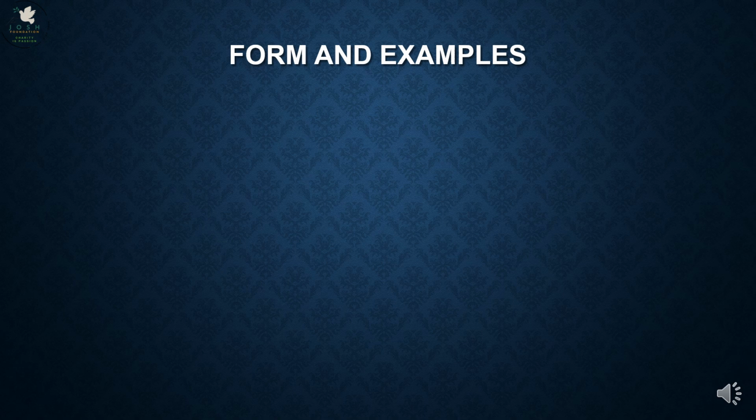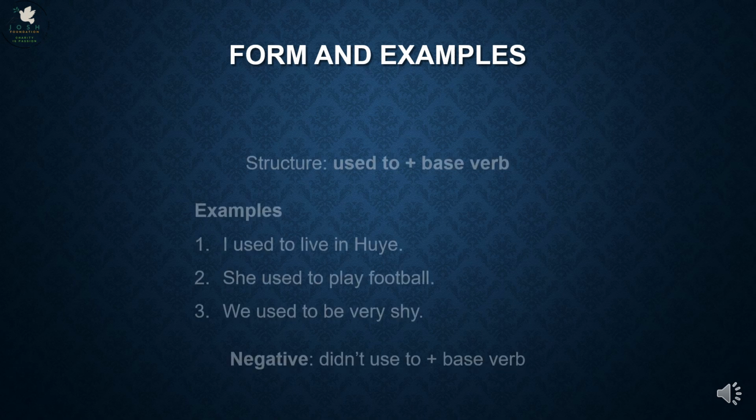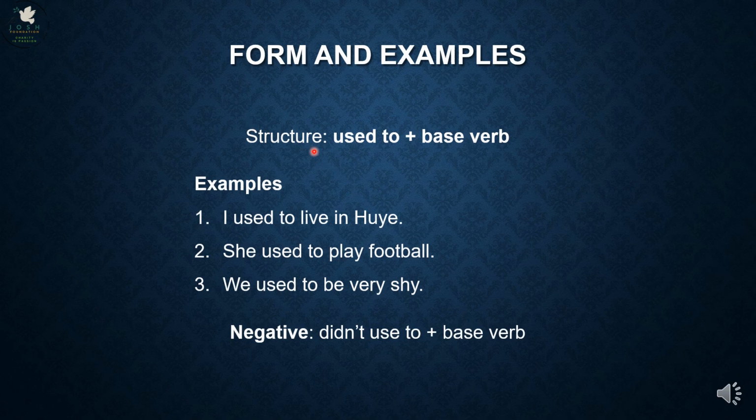Let's see form and examples. We use subject plus used to, plus V1, the base verb, which is V1. Example, I used to live in Huye. She used to play football. We used to be very shy.